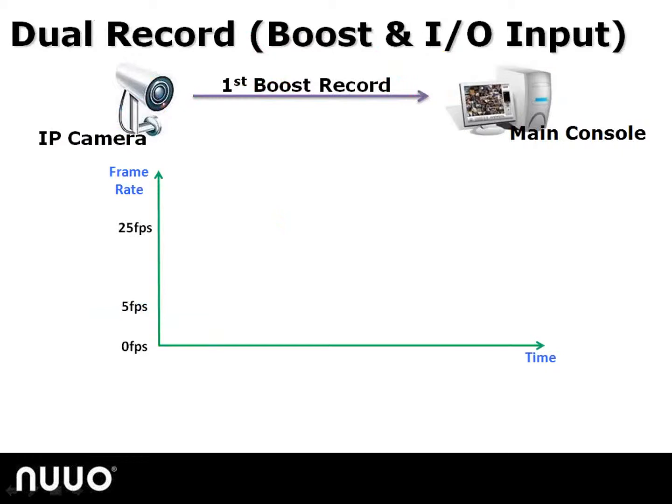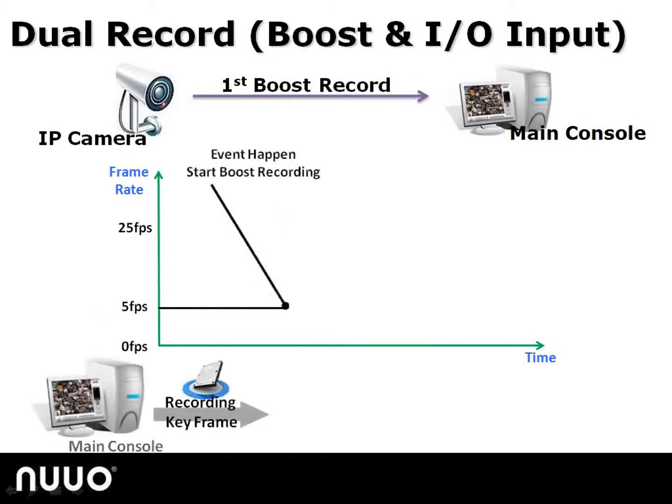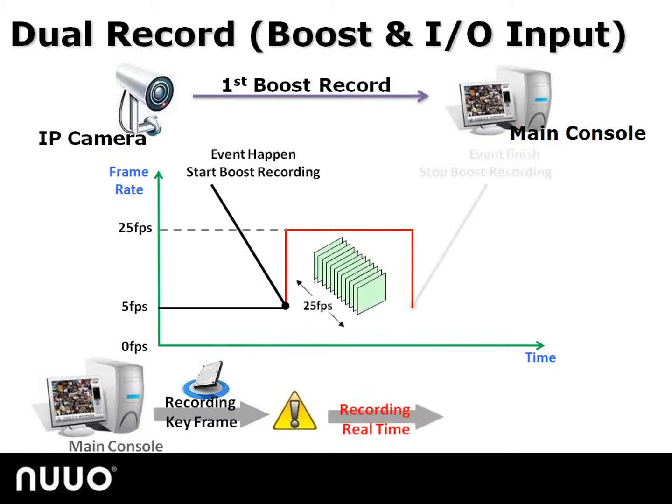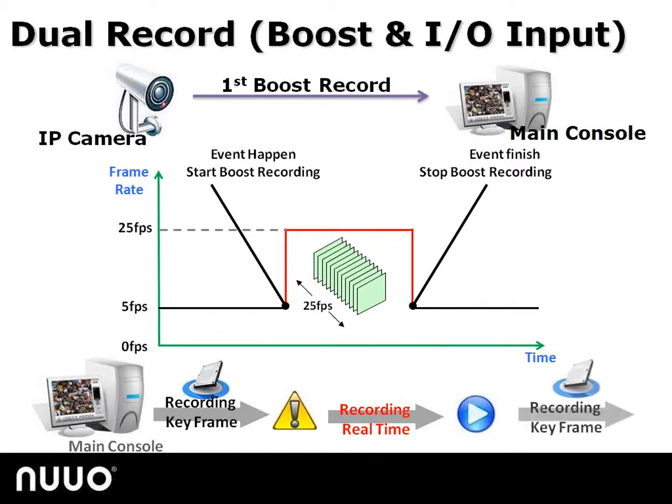So this page shows how boost record works. When there is no event happening, only keyframes will be recorded. And if an event happens, it will trigger boost recording to raise the frame rate to real time. When the event stops, the mode will go back to recording keyframes only.